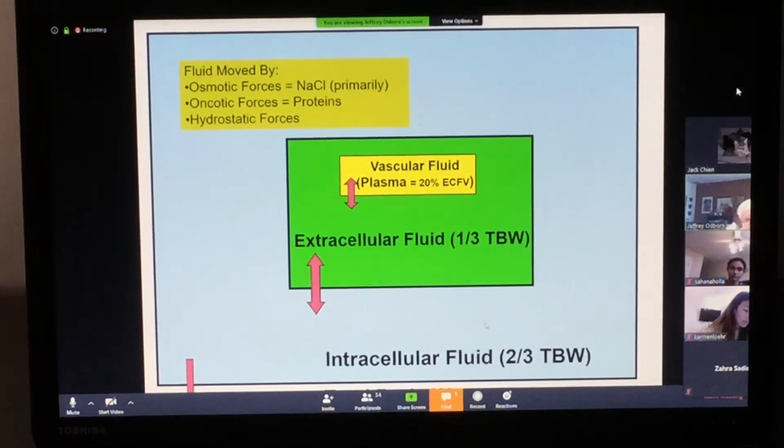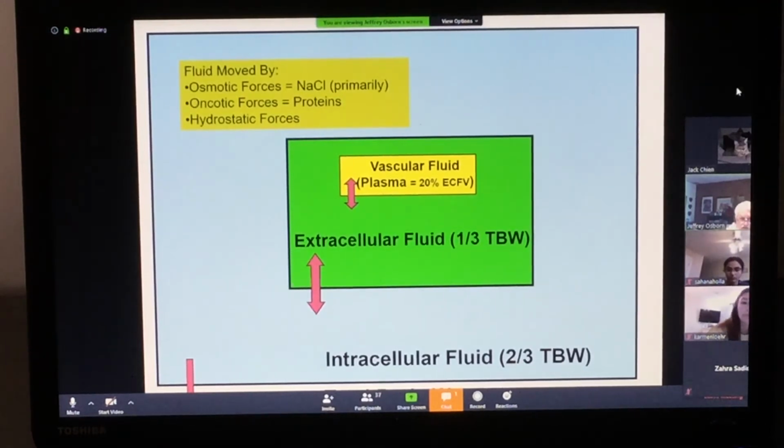Now we're going to control the fluid movements between each of these body fluid compartments by osmotic forces, primarily sodium chloride, but that would also include potassium, bicarbonate, calcium, glucose, small proteins, anything that is small enough to be soluble or dissolved in the plasma makes up the forces that are going to move fluids between the body fluid compartments.